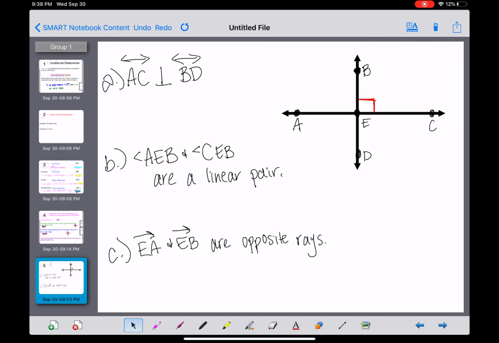So let's use that definition to look through a couple of questions. They want to know if the following statements are true. So, is line AC perpendicular to line BD? By our definition, the two lines have to intersect, and they intersect to form a 90-degree angle. Thank you to that box. We do know that this is a 90-degree angle, so that is true.